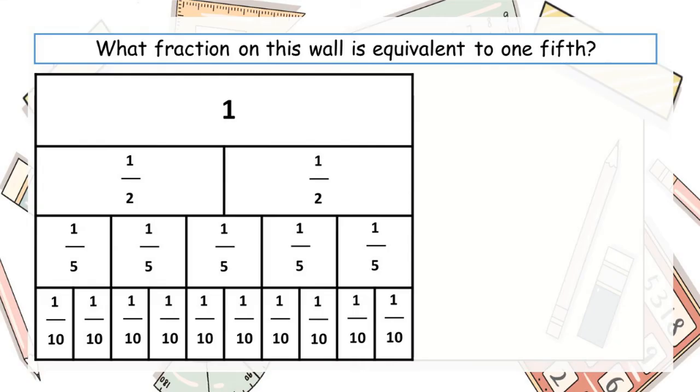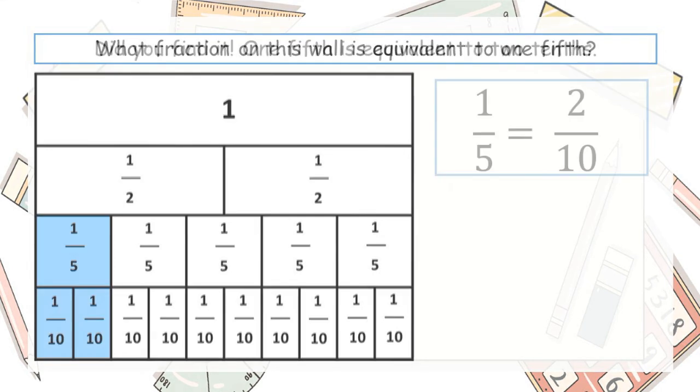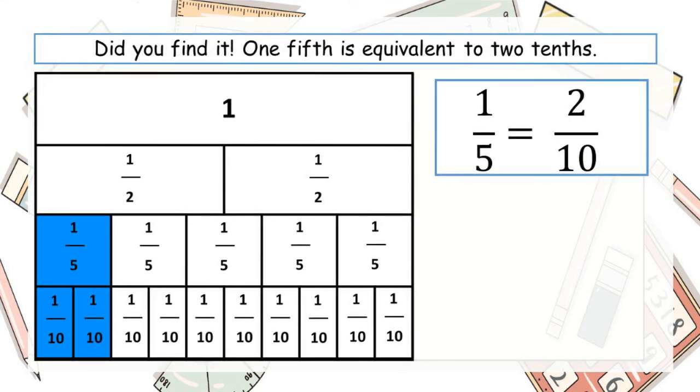Try this next one on your own. What about 1/5? What is 1/5 equal to on this fraction wall? Pause the video and give it a try. Well, 1/5 is equal to 2 tenths. When we look at the fifths and we look up and down, we can see that only the 2 tenths are equal in value.